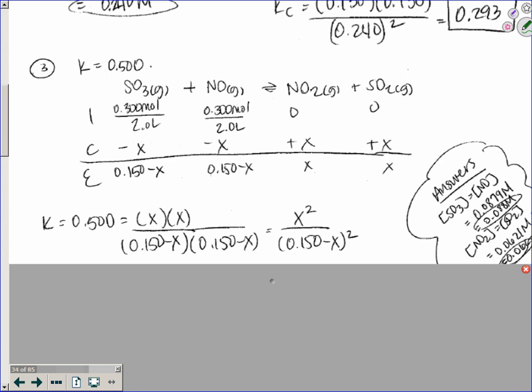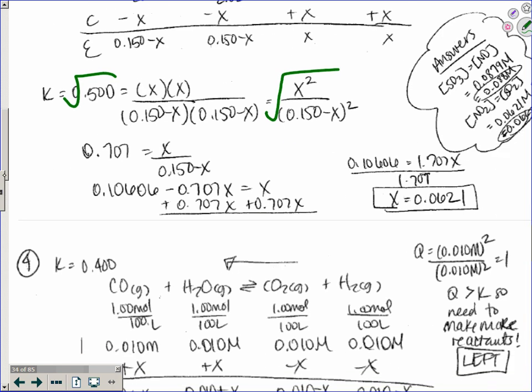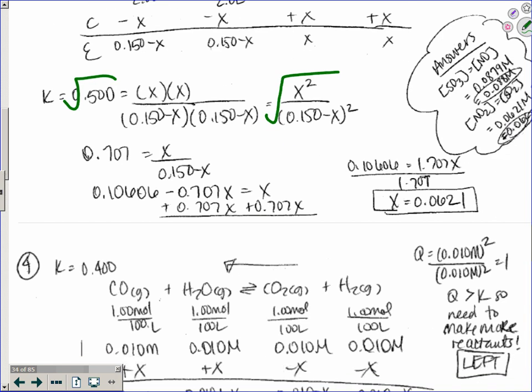Simplification of that, X squared over that squared. That is now a perfect square. So if you square root this and the value of K, it makes your math so much easier because you don't have to deal with squares anymore. Once you get there, and this is kind of where we got to yesterday in class, taking the square root of 0.5 is 0.707. Square root of that is just a single of each of the reactants, or the numerator and denominator.